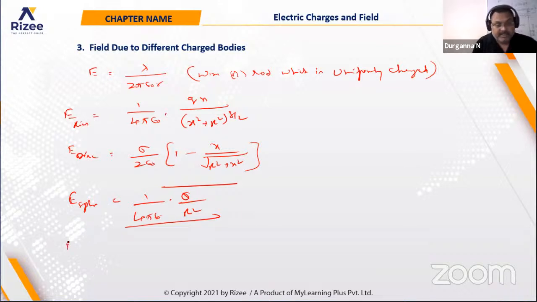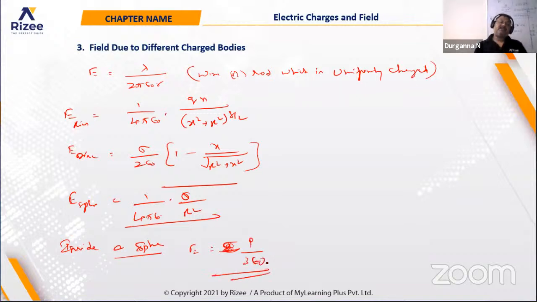For a non-conducting sphere, inside it, E is equal to rho by 3 epsilon naught. So these are the different conditions. These formulas need to be remembered.